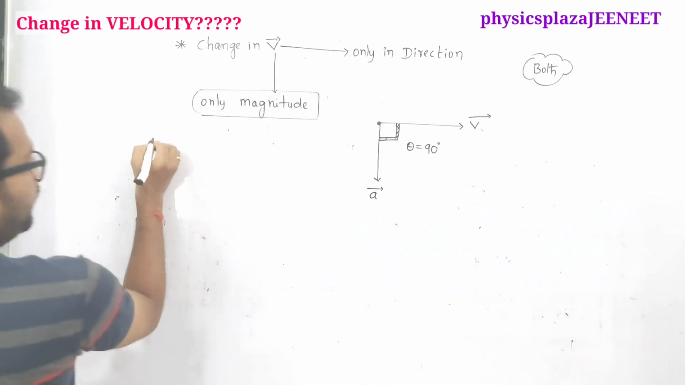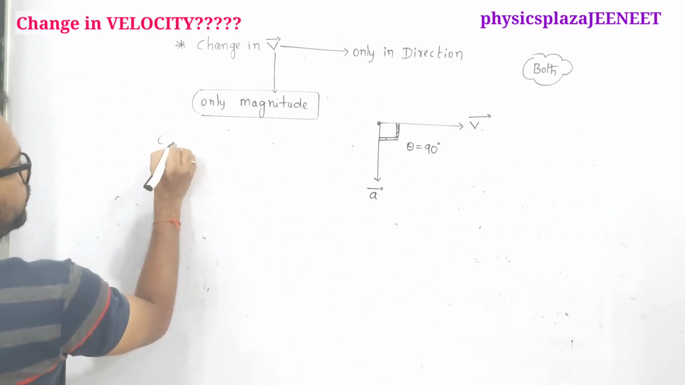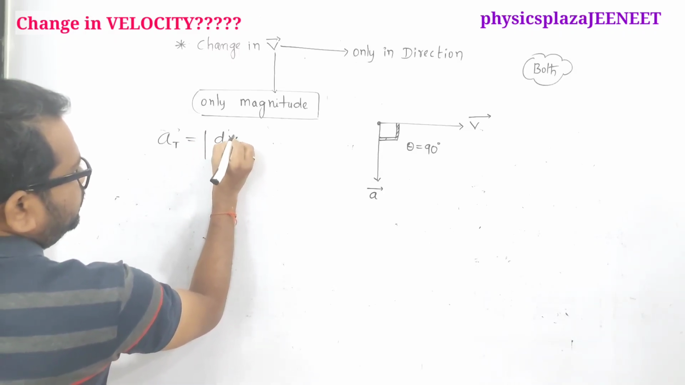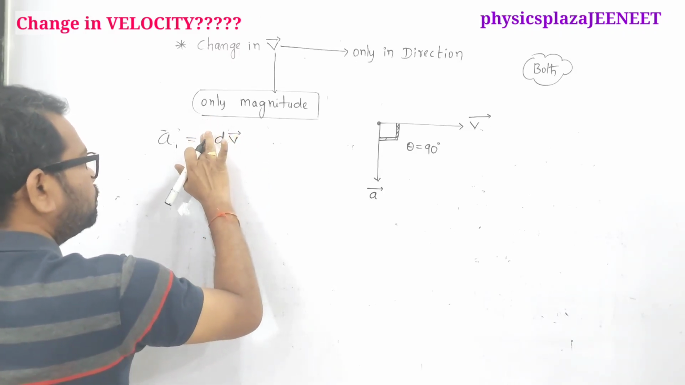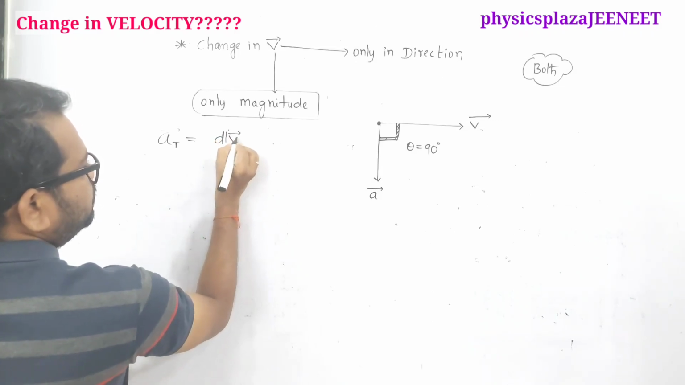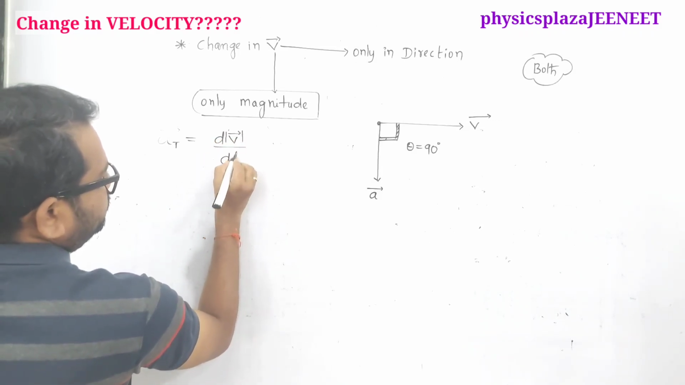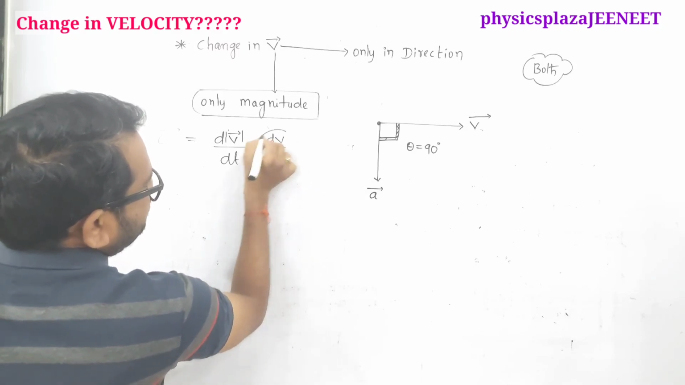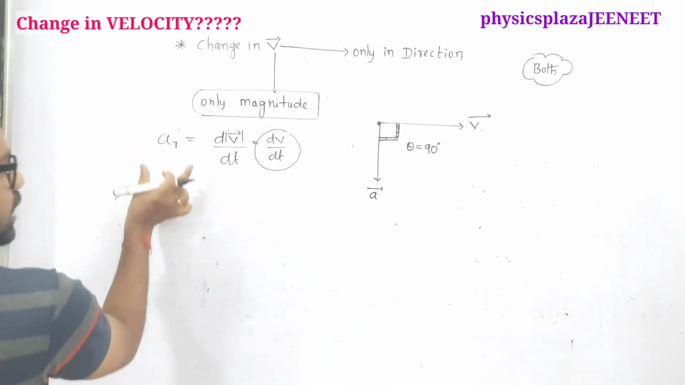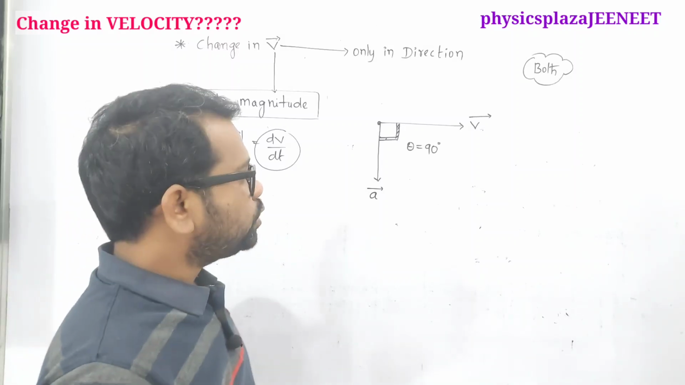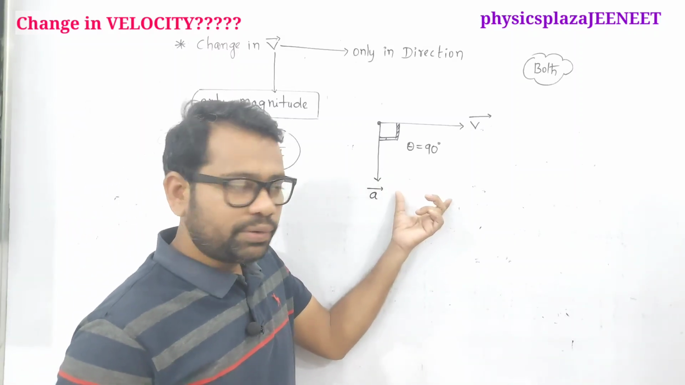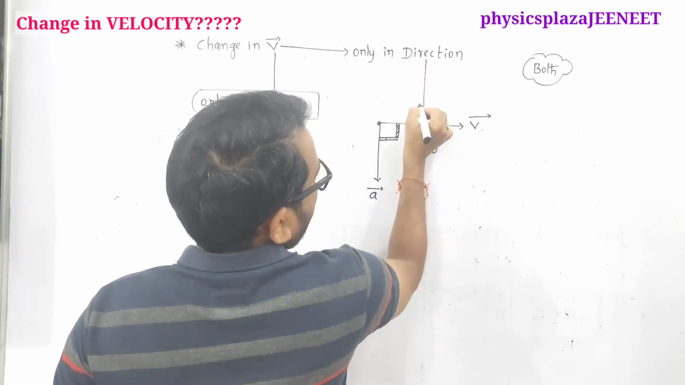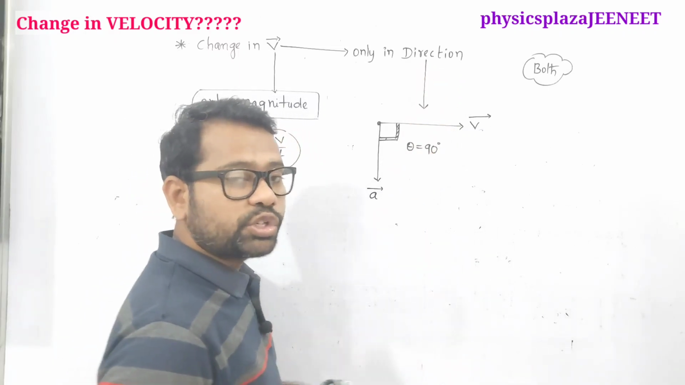Tangential acceleration can be written like this: dV, the change in the magnitude of the velocity, by dt. Simply we'll be using dV by dt, and that is nothing but tangential acceleration. So when there is a 90 degree angle between acceleration and velocity, only the direction changes, but there is no change in the magnitude.